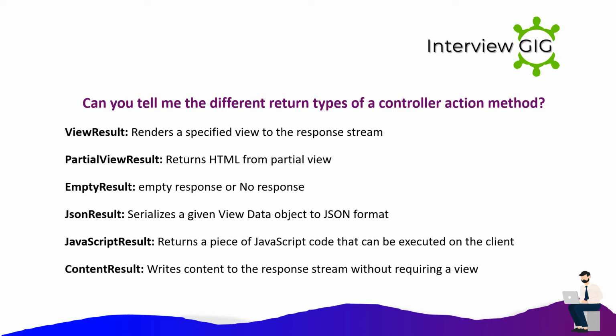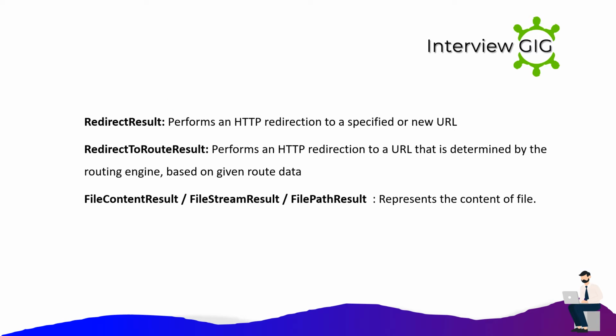JavaScript result returns a piece of JavaScript code that can be executed on the client. Content result writes content to the response stream without requiring a view. Redirect result performs an HTTP redirection to a specified or new URL. Redirect to route result performs an HTTP redirection to a URL that is determined by the routing engine based on given route data. File content result, file stream result, file path result represents the content of a file.